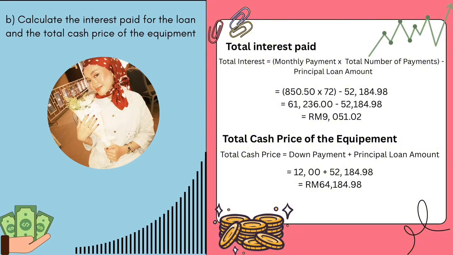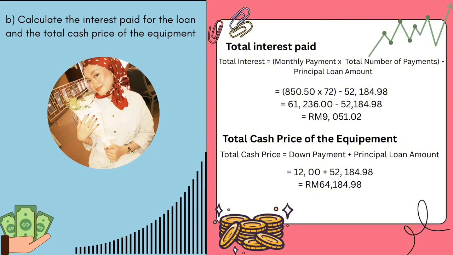Lastly, we calculate the total cash price of the equipment. Total cash price equals down payment plus principal loan amount. Total cash price equals 12,000 ringgit plus 52,184 ringgit and 98 cents. Therefore, the total cash price of the equipment is 64,184 ringgit and 98 cents.